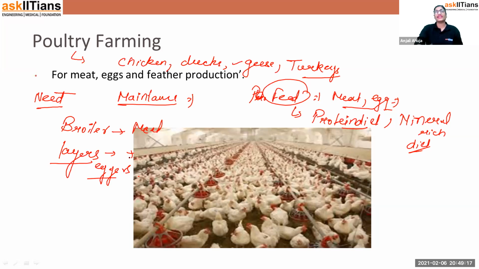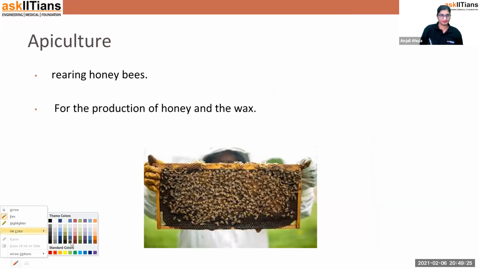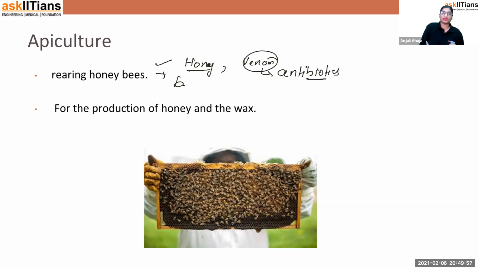Now let's move forward. Let's talk about apiculture, which you've already seen. Basically, guys, apiculture is the rearing of honeybees. From the honeybee, we get a number of products. We get honey, which is rich in carbohydrates and sweets, and has many antibiotics. Even the bee sting, the little venom, is not very strong, but it is also used in making antibiotics, if you know. Beeswax is also there.